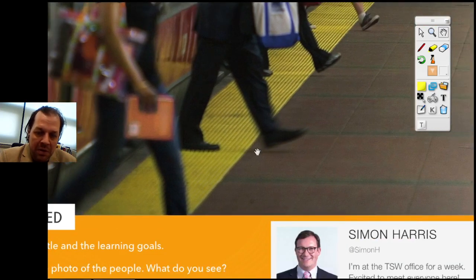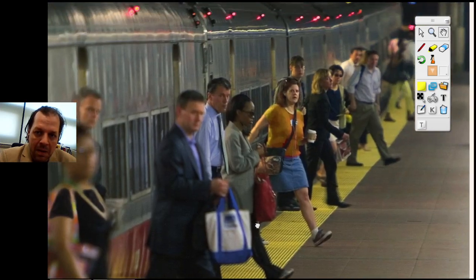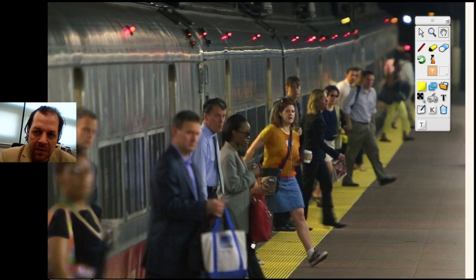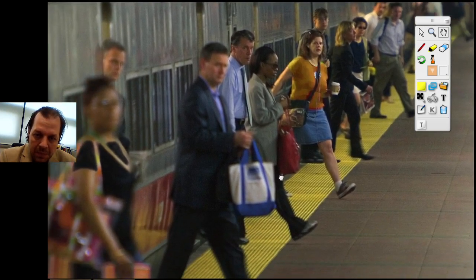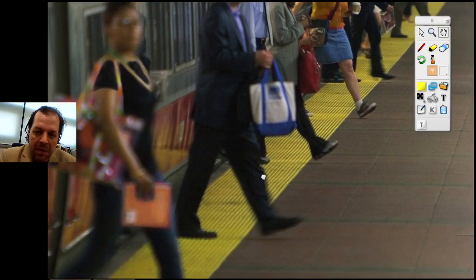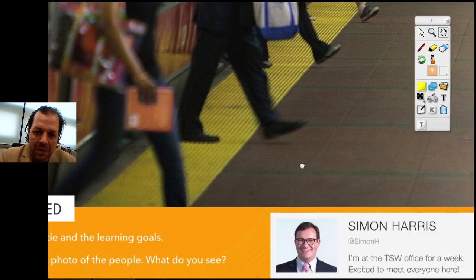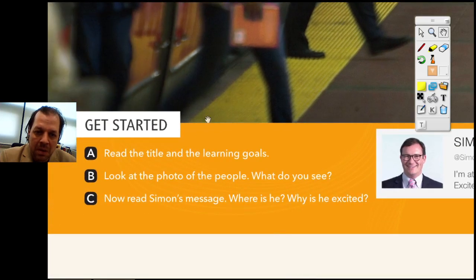Here we have a picture of some people leaving the subway, which is how many people commute in large cities. Okay, read the title, What Do You Do? And the learning goals, we just did that. Look at the photo of the people, what do you see?